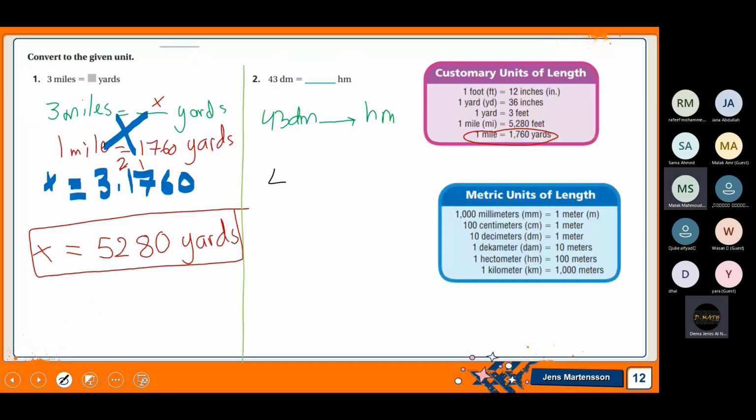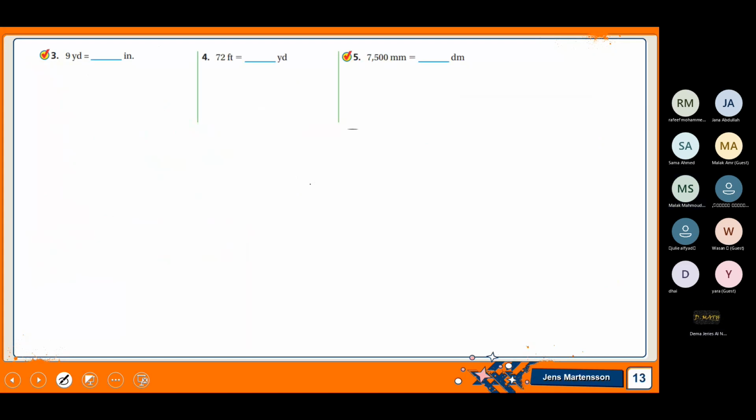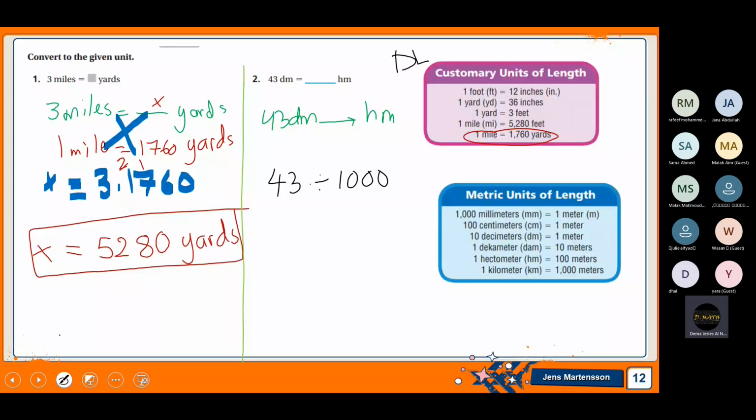So 43 divided by 1,000. When you divide, you will go to the left or to the right? To the left. So how many steps? 1, 2, 3. So it's going to be 0.43 hectometer.